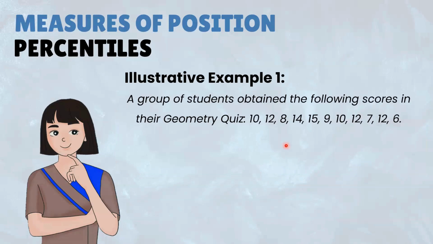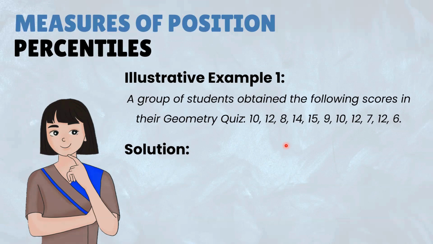All right, let's have a sample problem for percentiles. So we have a group of students who obtain the following scores in their geometry quiz: 10, 12, 8, 14, 15, 9, 10, 12, 7, 12, and 6. So for this problem, we have to look for percentile 25, percentile 50, and percentile 75 values.